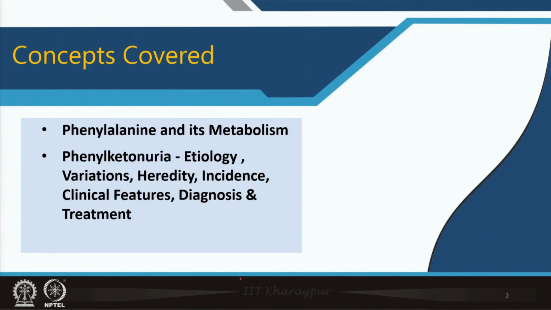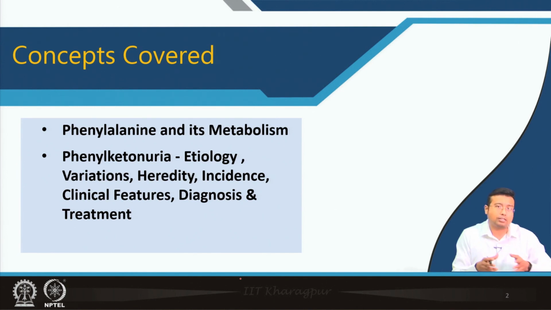Alright. So, we will be mainly discussing the whole metabolism of phenylalanine. We will be focusing on the disease characterized by a disorder of phenylalanine metabolism, that is phenylketonuria. We will be discussing its etiology, the various variations of phenylketonuria, how it is inherited, what the incidence of phenylketonuria is, the various clinical features, diagnosis and treatment. We will be covering it all.